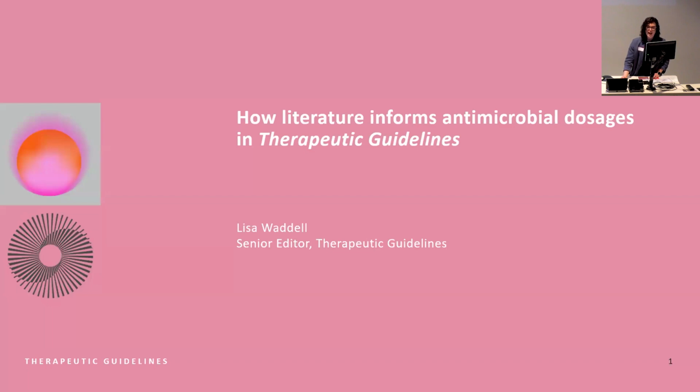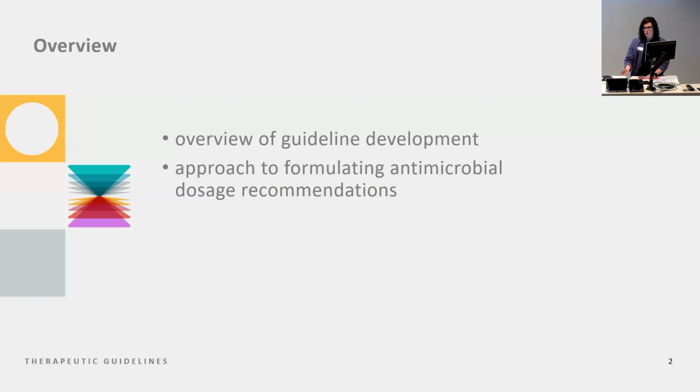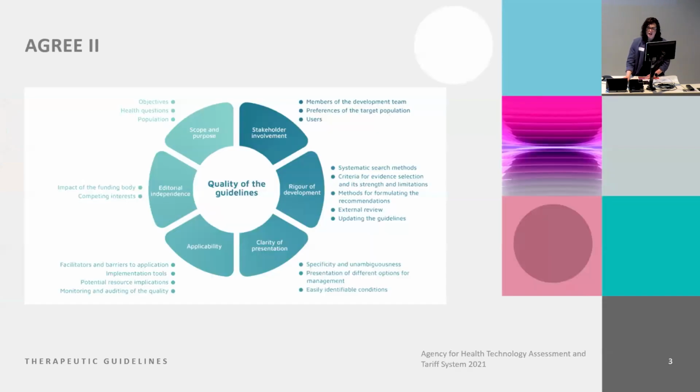Okay, so how does literature inform antimicrobial dosages and therapeutic guidelines? Today I'll be giving you an overview of guideline development, because in order to understand how we come to determining the antimicrobial dosage recommendations, you have to have a slight context of how the guidelines are developed. First of all, therapeutic guidelines are not clinical practice guidelines. Normally clinical practice guidelines are developed using frameworks such as AGREE-2 and IOM, and underpinned by methodologies such as GRADE. AGREE-2 is a framework for developing guideline methodologies and assessing guideline transparency.